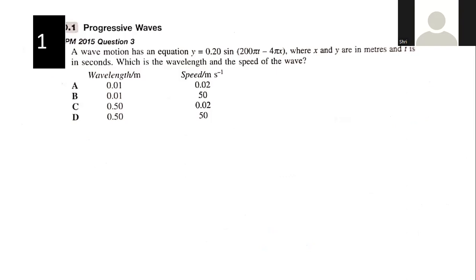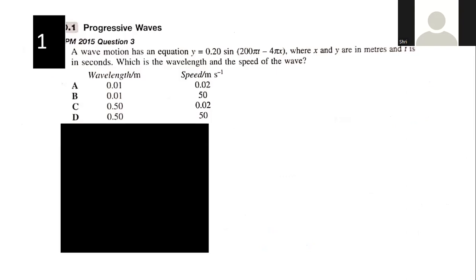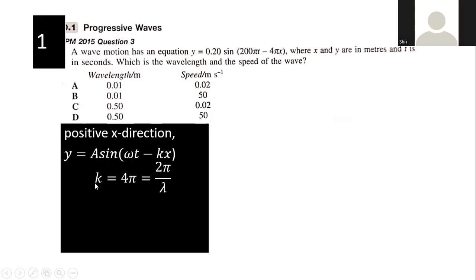Okay, the answer is D. Right, this one is traveling in a positive direction. Compare with the standard equation. Your k is 4 pi, and that goes with 2 pi over lambda. So cross multiply, lambda is 0.5 meter.